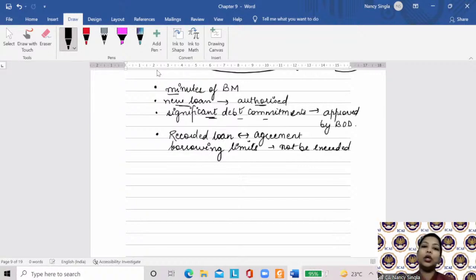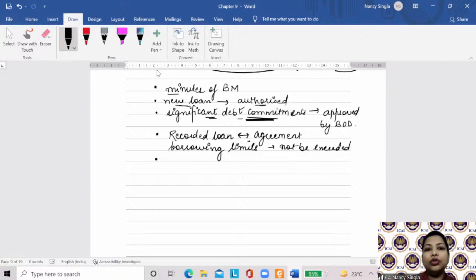Okay? So far we have seen that minutes need to be examined. Related to minutes, we have seen that if any new loan has been taken, then it needs to be authorized. I gave you the example of significant debt commitments: interest rate, repayments, right? If any security has been given, all these should be approved by the board of directors.